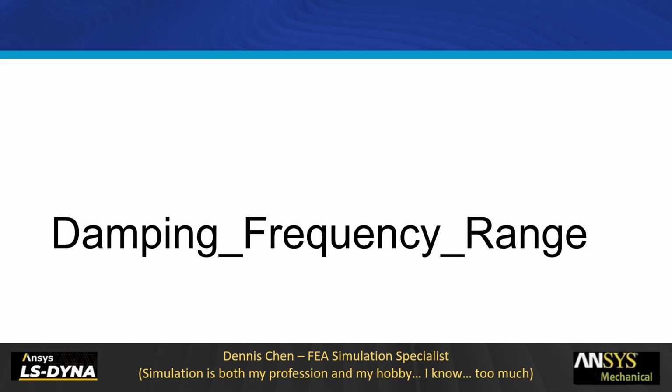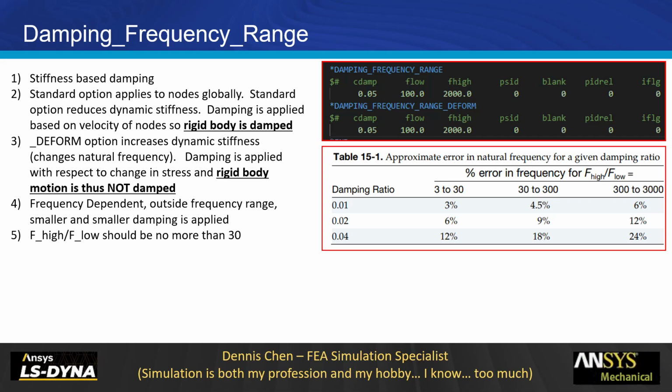Now, in terms of the different damping options in Dyna, we're going to look at damping frequency range, which is a way to damp the entire system based on a frequency range. A constant damping is applied inside this frequency range, and outside it you have an attenuating effect, where the damping gets a little bit lower the further away you are from the range.